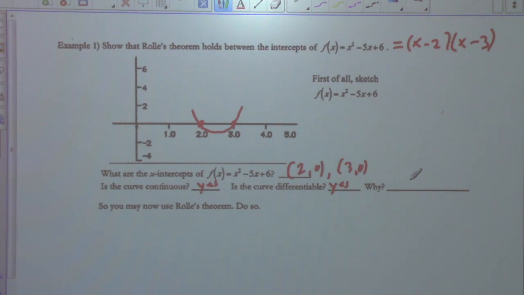Why is the curve continuous and differentiable? I don't know. Because? Why is the curve continuous and differentiable? Because, I would say, what was that big word you used yesterday? Polynomial. Polynomial function, right? Because it's a polynomial function and it's smooth. So we know by nature, polynomial function.